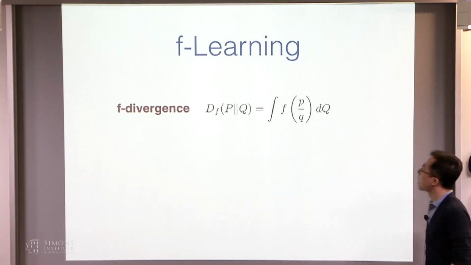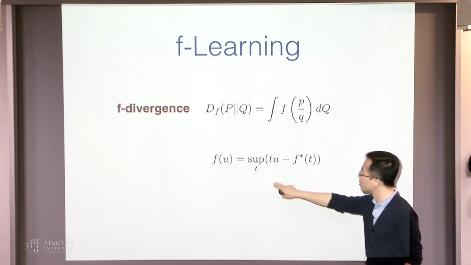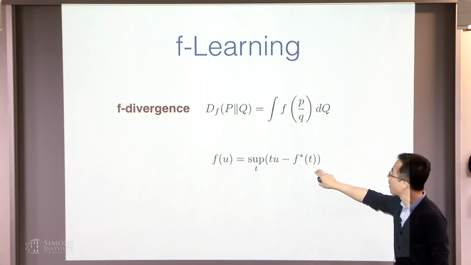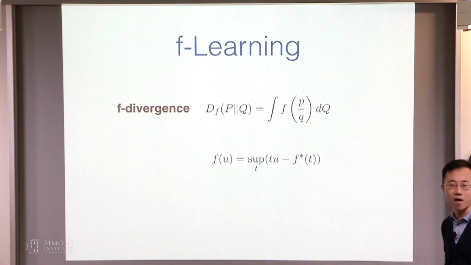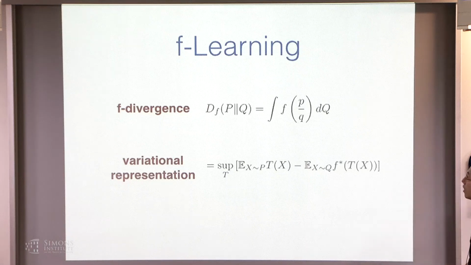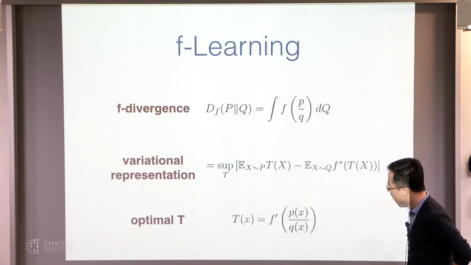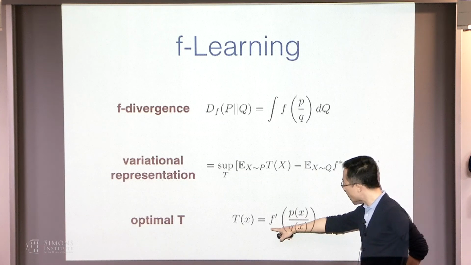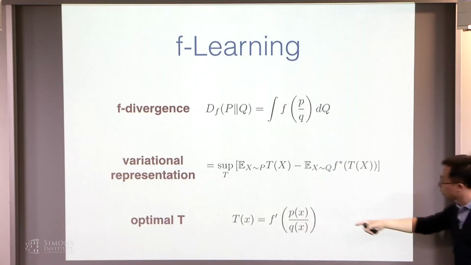So f is a convex function, and because of that, you can write f as the supremum of a bunch of linear functions, and this f star that serves as the intercept here is called the convex conjugate of the convex function f. And if you plug in this representation, you will be able to obtain the following variational representation of the f-divergence. And this is kind of useful. The optimal testing function t is achieved when t takes this form, that is, when t equals the derivative of f evaluated at the likelihood ratio between p and q.